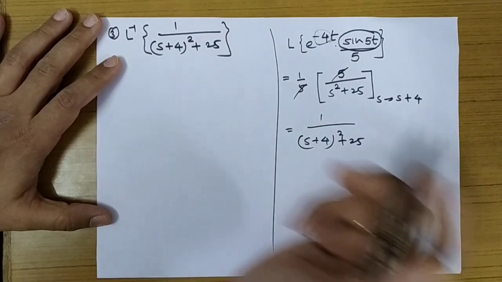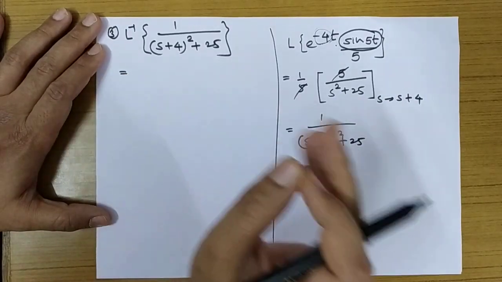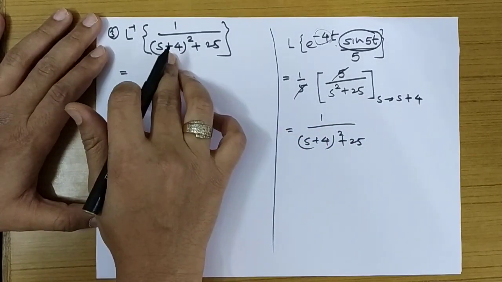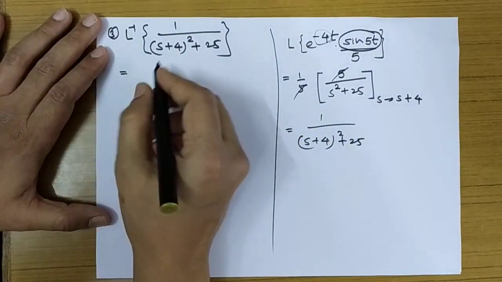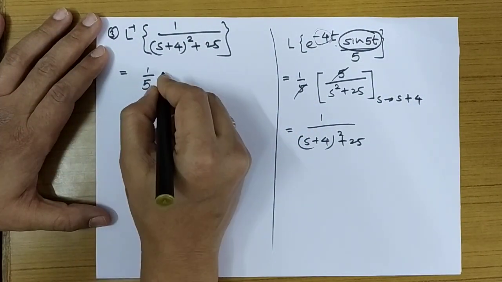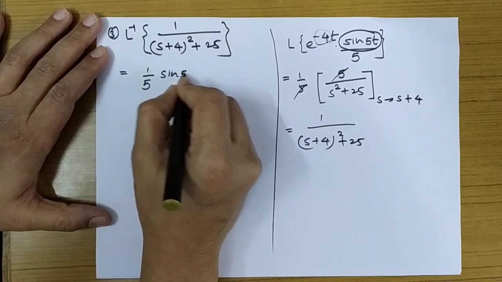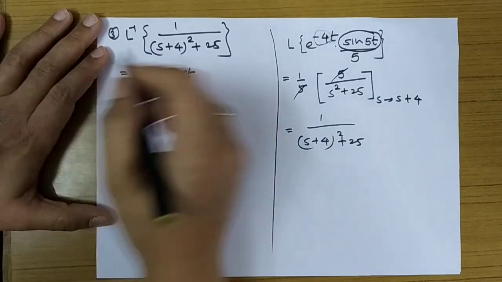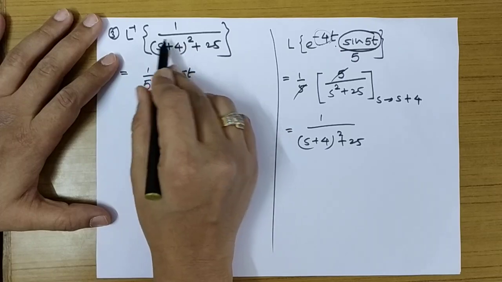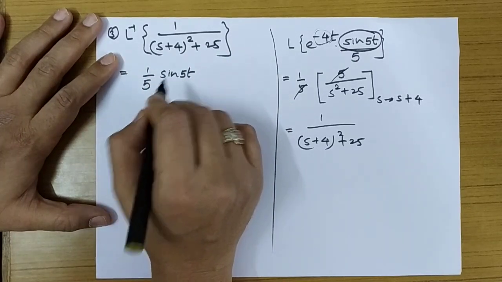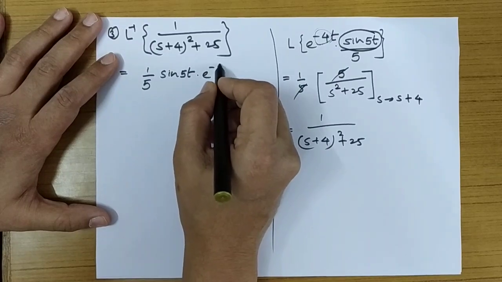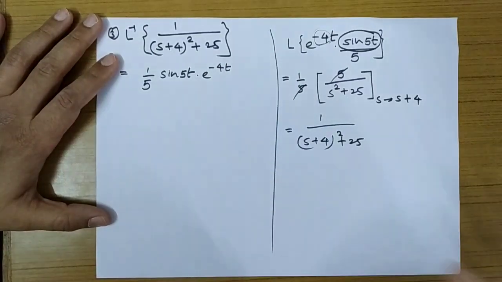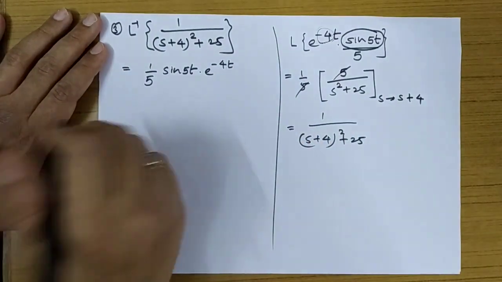And then imagine what is the inverse Laplace of this, 1 upon s square plus 25. So write down in one step. Inverse Laplace of 1 upon s square plus 25 is 1 by 5 sine 5t, right? And then here we have considered s plus 4 as s. So due to that we will apply shifting e raised to minus 4t. So in one line you can write the answer.